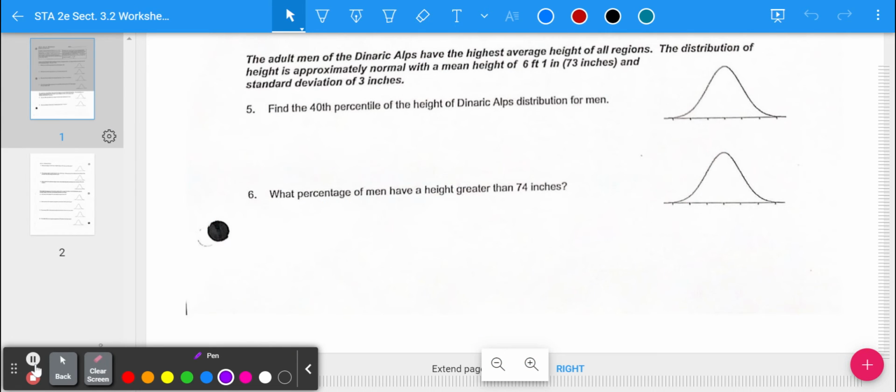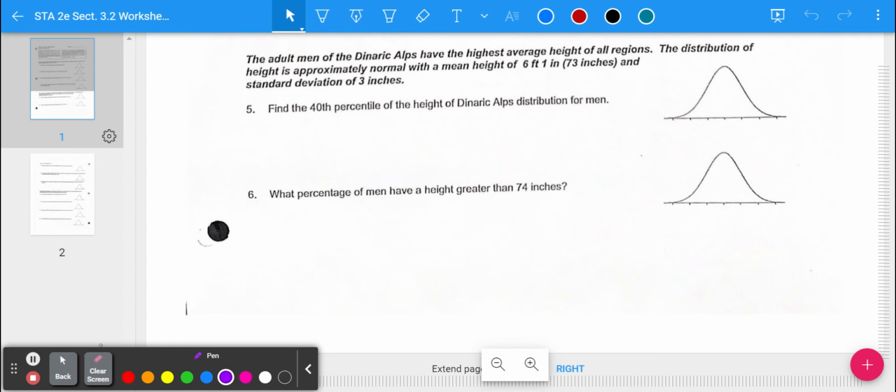As we move to number 5, adult men of the Dinaric Alps have the highest average height of all regions. The distribution of height is approximately normal with a mean height of 6 foot 1 inch, or 73 inches, and a standard deviation of 3 inches. Find the 40th percentile of the height for the Dinaric Alps distribution for men.